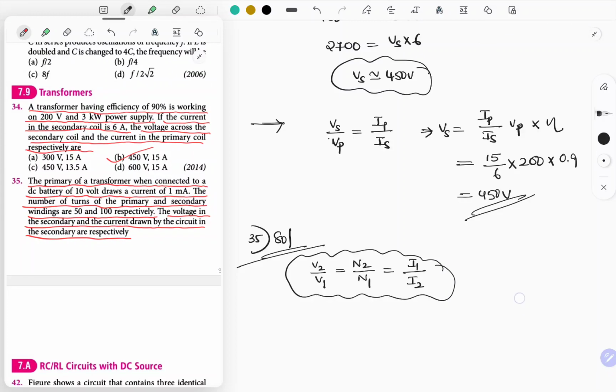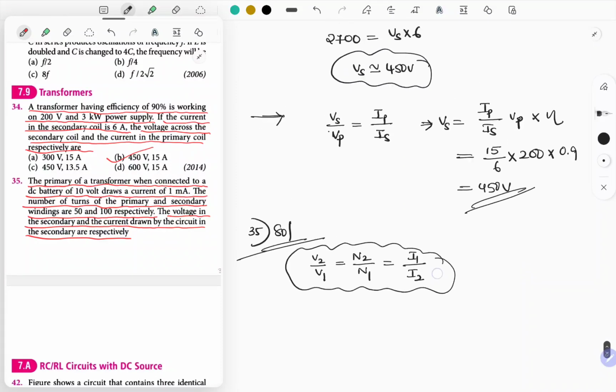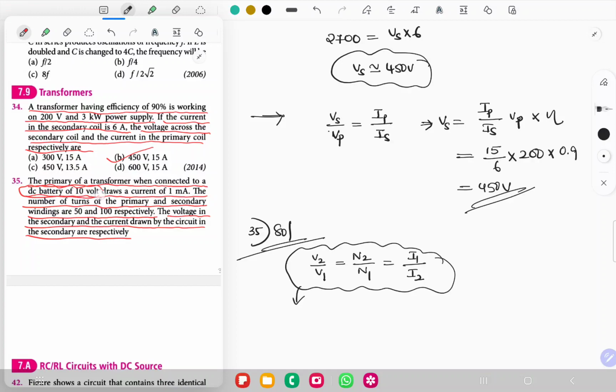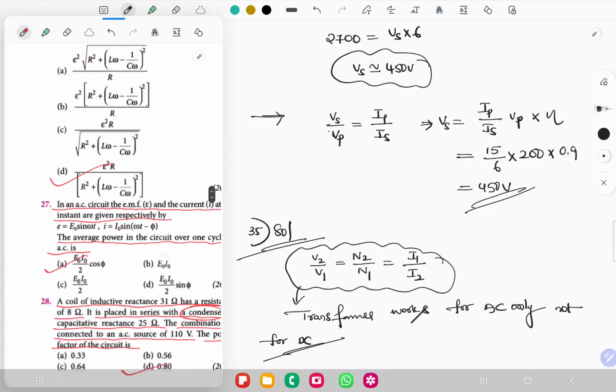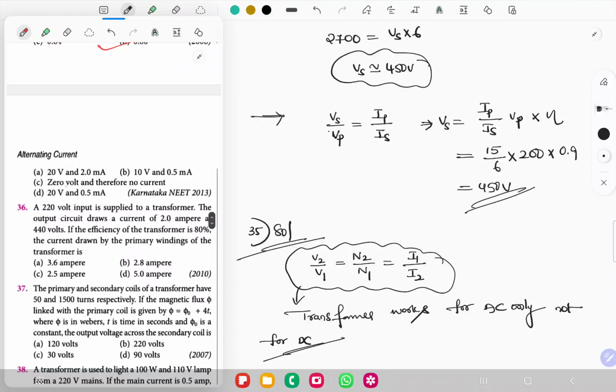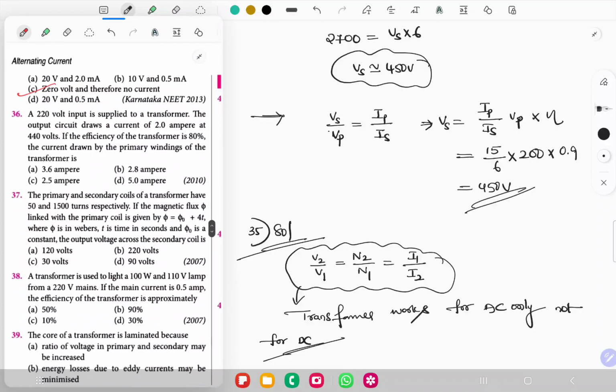That's what we have to use right now. And one more thing, we have to cross-check whether the transformer is going to work or not. See, a transformer works only for AC, it is not going to work for DC. What kind of supply have they given? They have given a DC supply. Will the transformer work? No, it does not. So a transformer works for AC only, not for DC. So for question number 35, which option? Option C is the suitable answer because it is not going to work here.